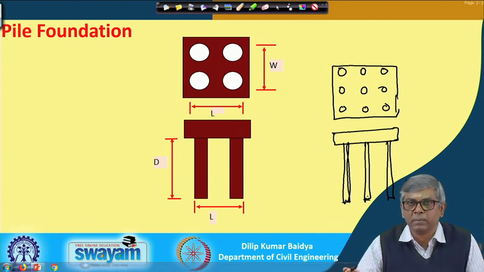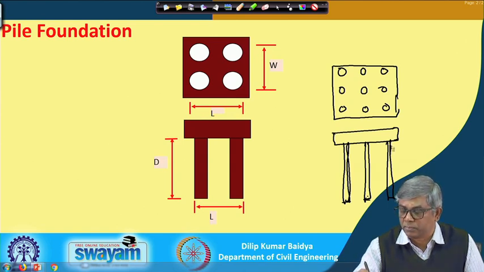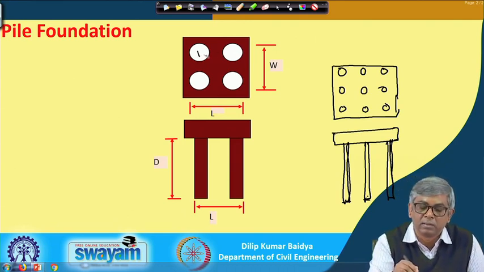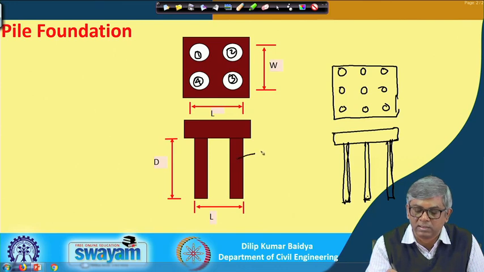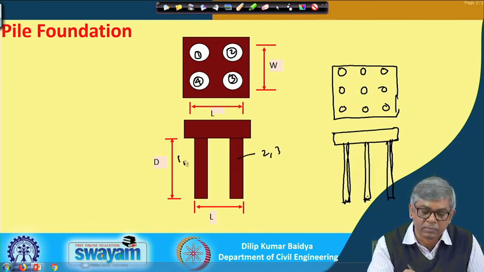There may be a square or rectangular pattern if they are placed so. This is a square pattern with 4 piles: pile number 1, suppose this is 1, this is 2, this is 3, and this is 4. So, this is showing 2 and 3, and this is showing 1 and 4.